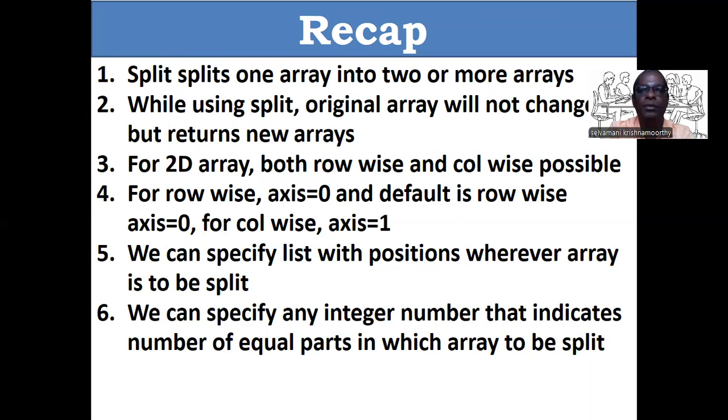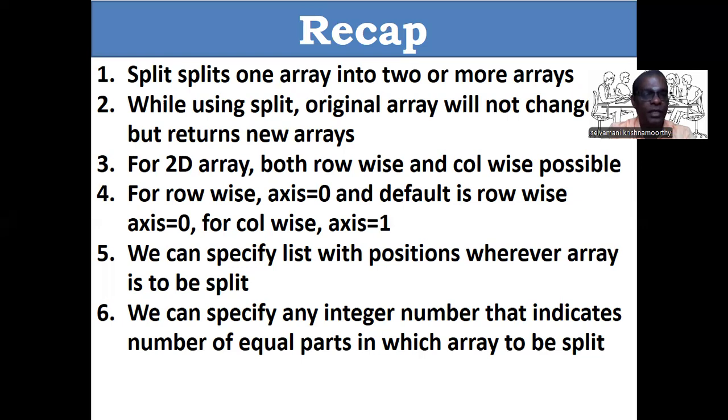First point, split divides one array into 2 or more arrays. Second point, while using split, the original array will not change, but it returns new arrays. For a 2D array, both row-wise and column-wise are possible. For row-wise, axis equal to 0. Default is row-wise, axis equal to 0. Either you mention axis equal to 0 or not, no problem, it is row-wise only. For column-wise, we must mention axis equal to 1.